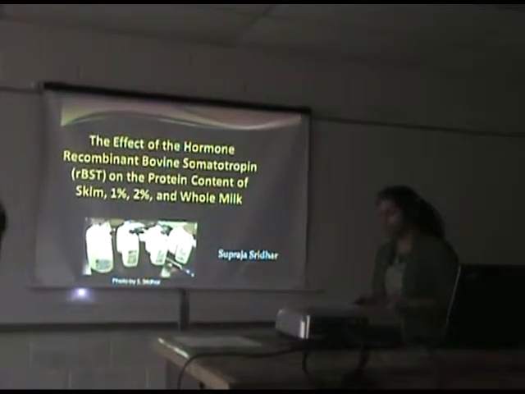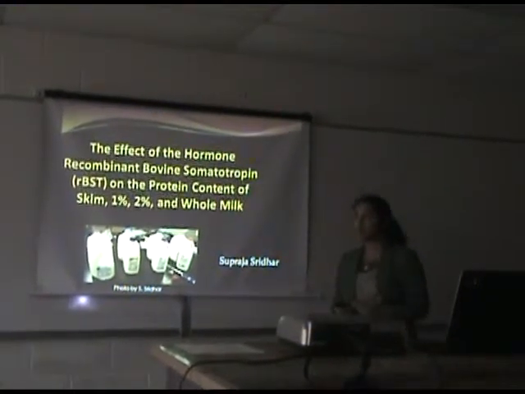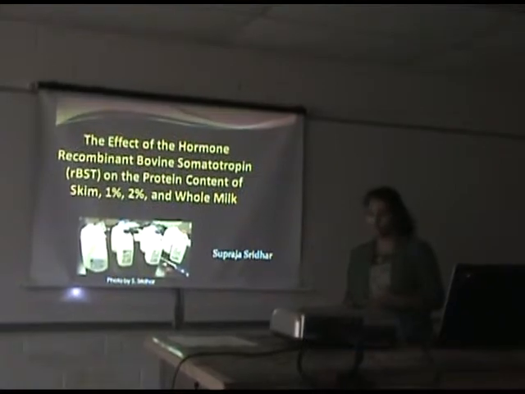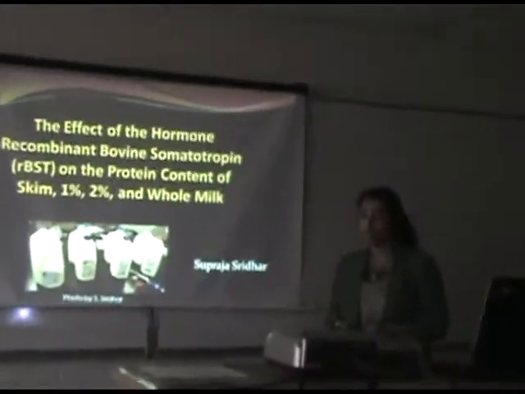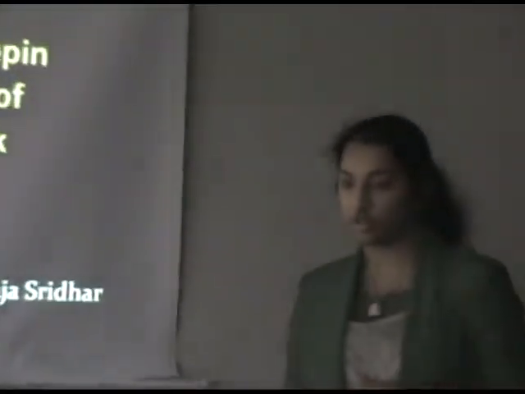So what rBST is, is a synthetic version of this hormone BST, bovine somatotropin, and that's found naturally in cows. It's released by the pituitary gland, and that's what stimulates milk production. But rBST is used commercially because it increases the amount of milk cows produce as well as the length of time they lactate.